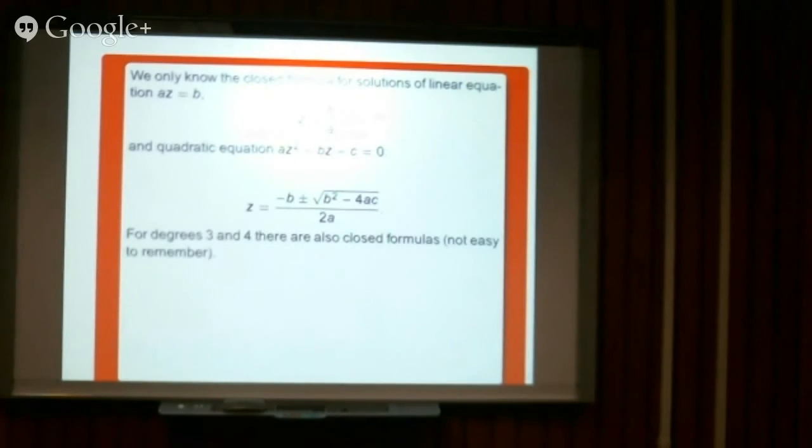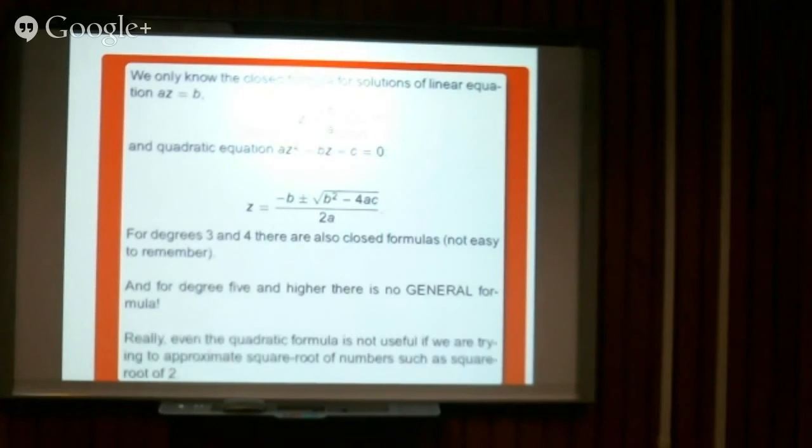Degree 3 and 4 are also closed formulas, but who remembers those formulas for cubic and fourth degree polynomial? They're too complicated. And we know that degree 5 and higher, there is no general formula. Galois theory has shown us that there is no formula. So really, using formulas is not always the way, closed formulas, to solve a polynomial equation. And the way we have to do it is to approximate the roots through methods, iterative methods.